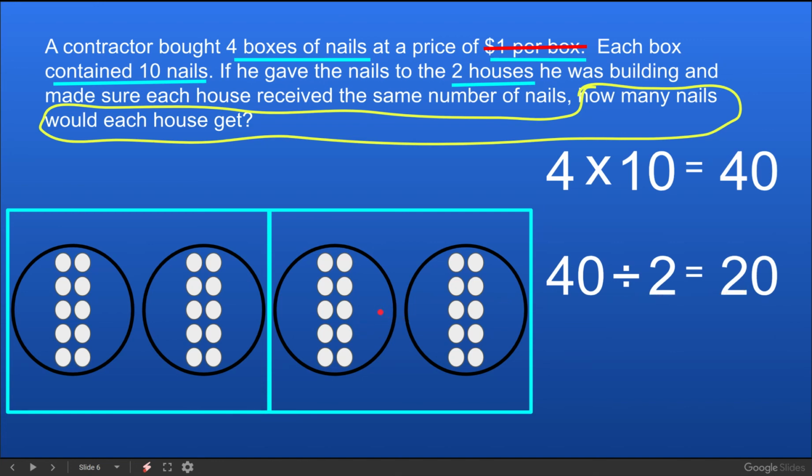The other thing that I can do is after I make my picture, I can see, hey, this house here has 2 boxes of nails. Each of those boxes of nails contains 10 nails. So I can do 2 times 10 equals 20. So there's 20 nails in this house. So there has to be 20 nails in that house as well. So each house will receive 20 nails.